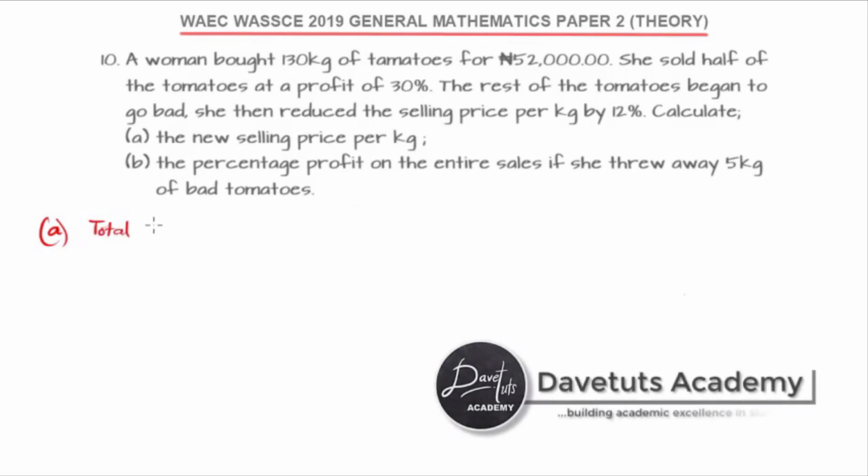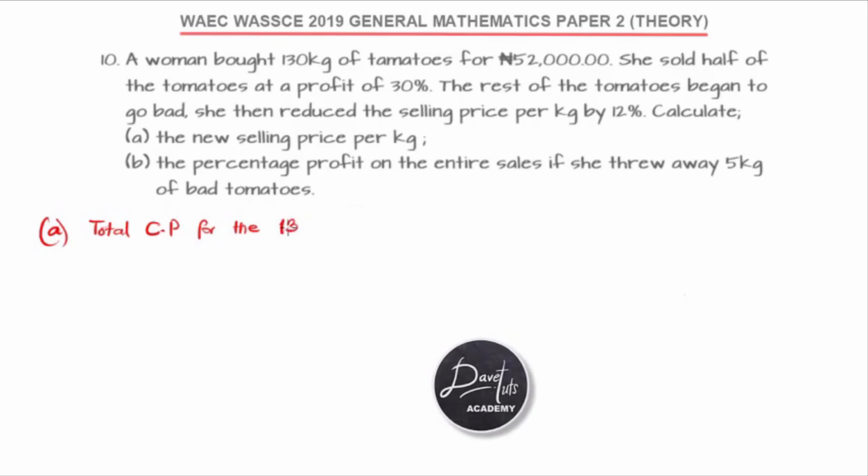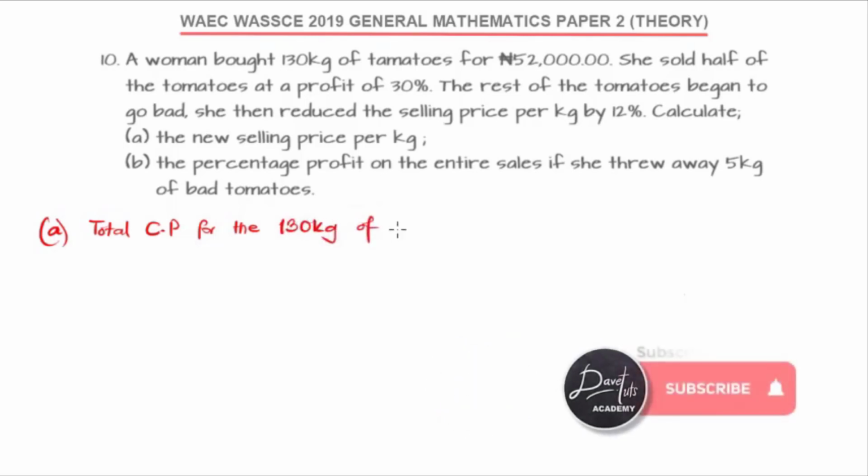Now, in the first question, we need to be able to interpret this very well, otherwise we will get it wrong. In the first case, we are told that the total cost price for the 130 kilograms of tomatoes is 52,000 naira. That's the first statement that we are given.